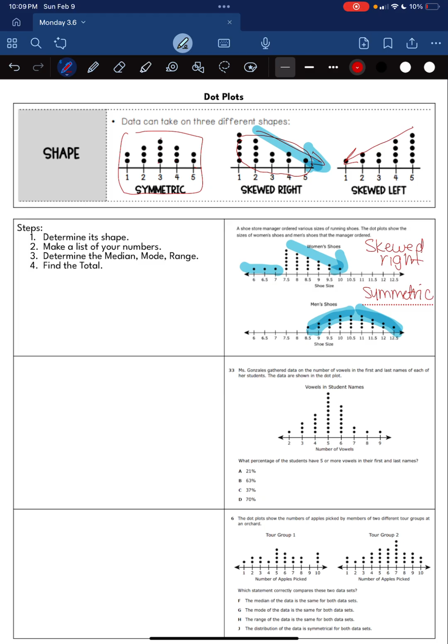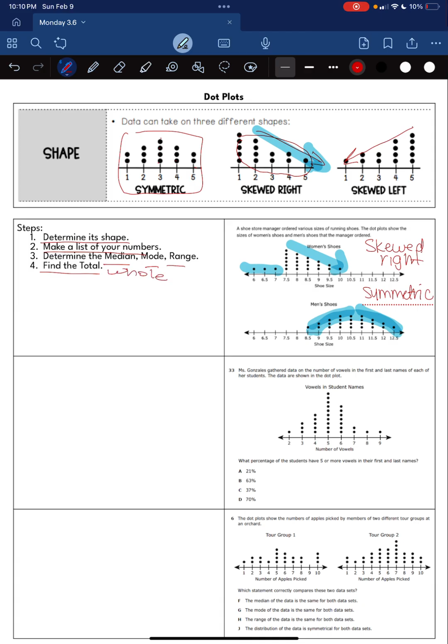Okay, now let's look at another question. This is an actual question that's going to determine how you're going to go about the dot plot. So here I did put some steps. First off, I want you to start looking at its shape, noticing that, making a list of your numbers. If the question is going to ask you for median, mode, and range, having a list is going to be important. And then finding your total is also going to be important because that's going to be your whole.